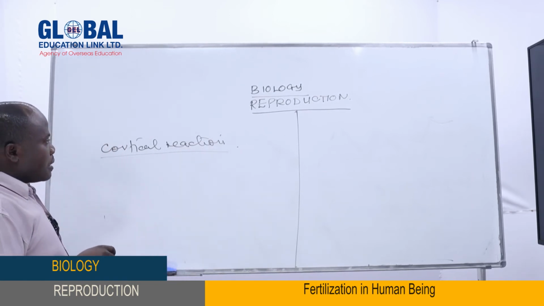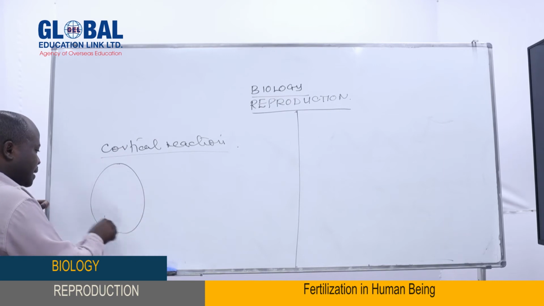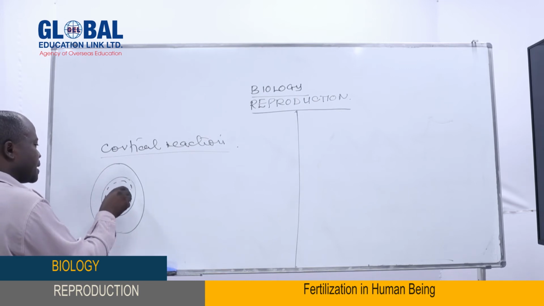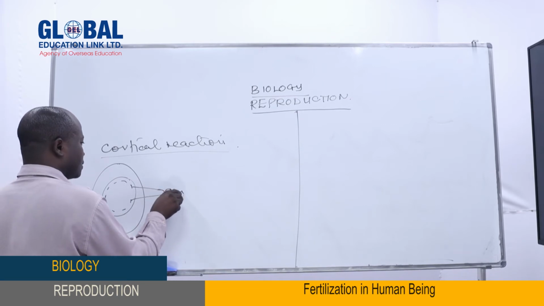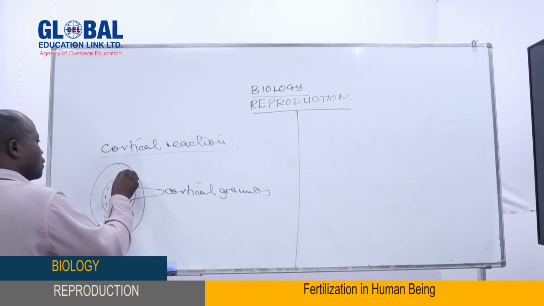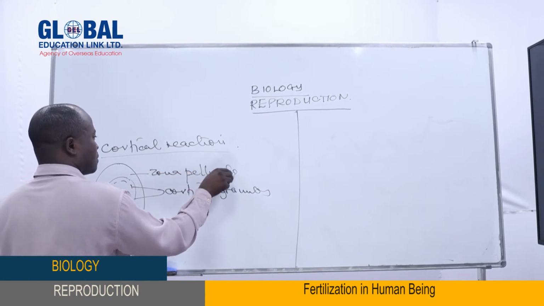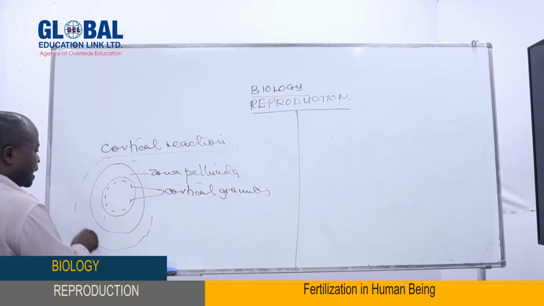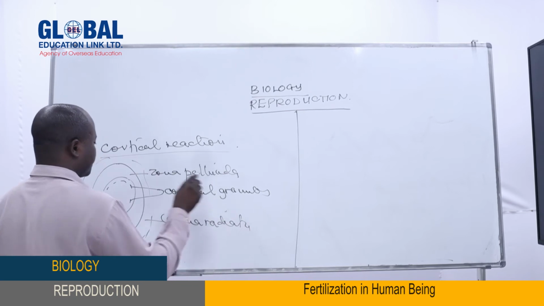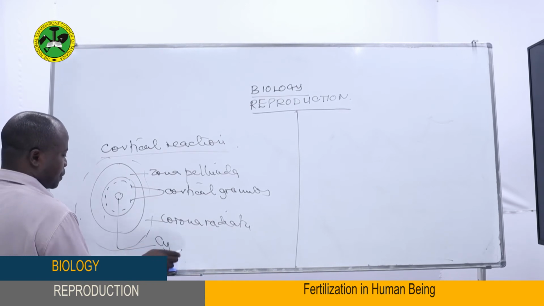If you remember, during my presentation at the beginning, I drew a sketch showing a female reproductive cell. Behind the plasma membrane, there were cortical granules. And also, there was the zona pellucida. And outside, there was the corona radiata. Inside the cytoplasm, there was the nucleus.